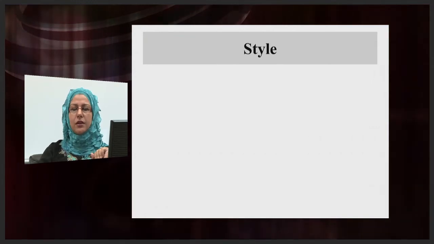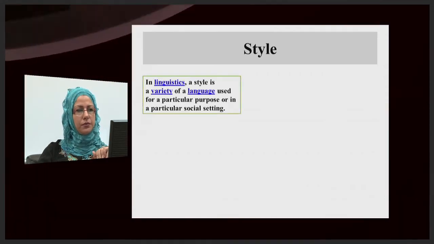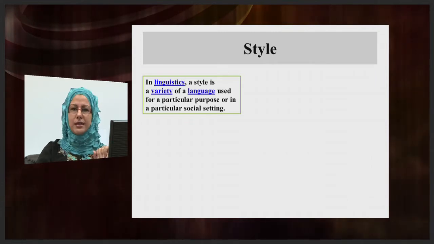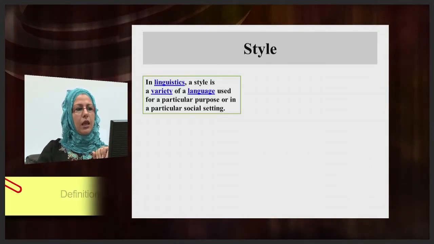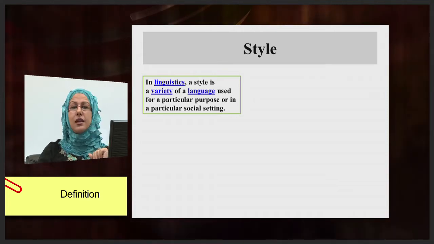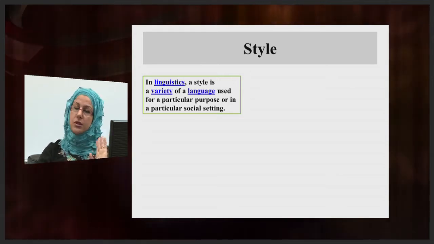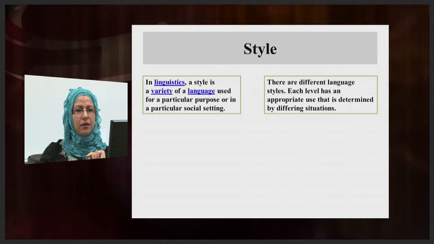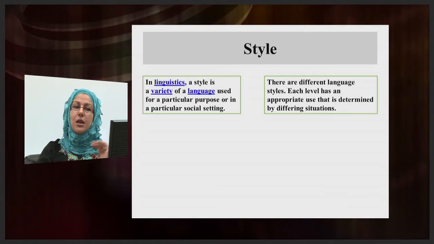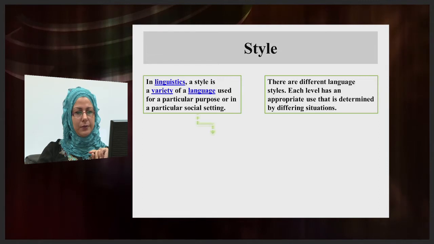Now we move on to another aspect, another kind of language use. Style. What do we mean by the word style? In linguistics, in language learning and studying, a style is a variety of a language used for a particular purpose or in a particular social setting. So there are different language styles. Each level has an appropriate use that's determined by different situations.